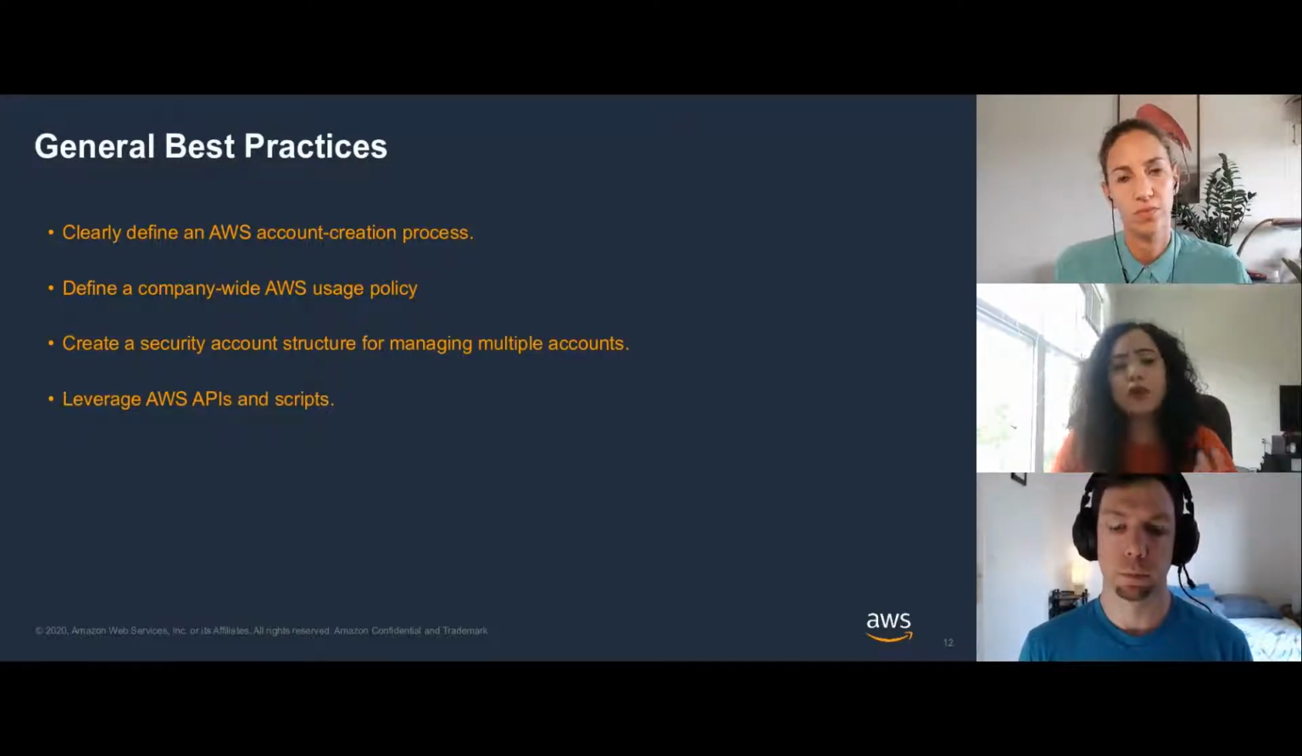Then what we have seen is defining a company-wide AWS usage policy.